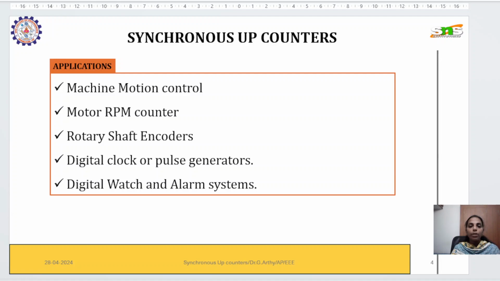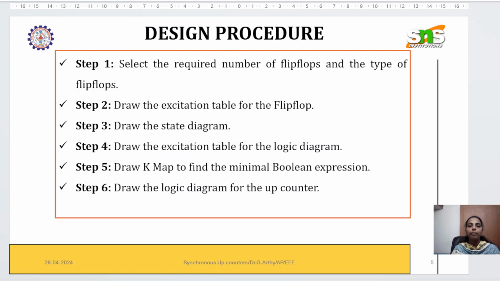Are you confused why synchronous up counters are being used? They are used in machine motion control, in electrical applications, motor RPM counters for measuring RPMs, rotary shaft encoders, then digital clocks, digital watches, alarm systems. All these use up counters. Wherever we need to count, everywhere, even the PC incrementer, program counter incrementation, up counters play a major role.